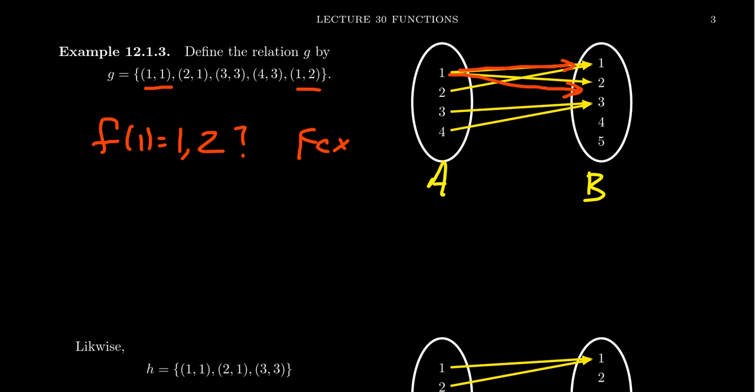Now be aware, there's no problem with two arrows coming into a number in the codomain. The problem is you can't have two arrows coming out of a number in the domain. That makes it not be a function.